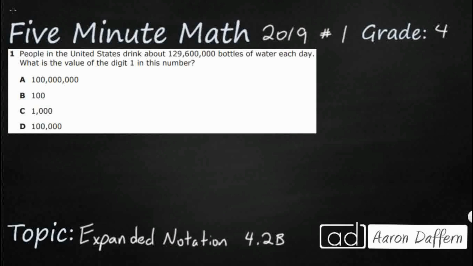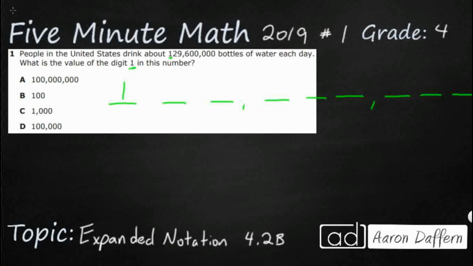So people in the United States drink about, big number here, 129,600,000 bottles of water each day. And then we need to find the value of the one, which is right there. So let's see if we can put this into a place value chart. And I'm going to extend this a little bit so we've got some room. There we go. I count 9 digits in my number.